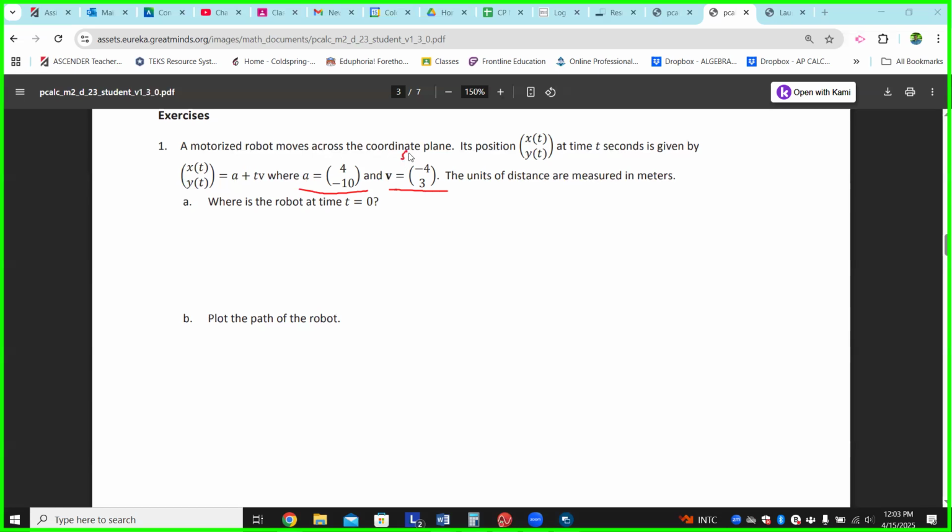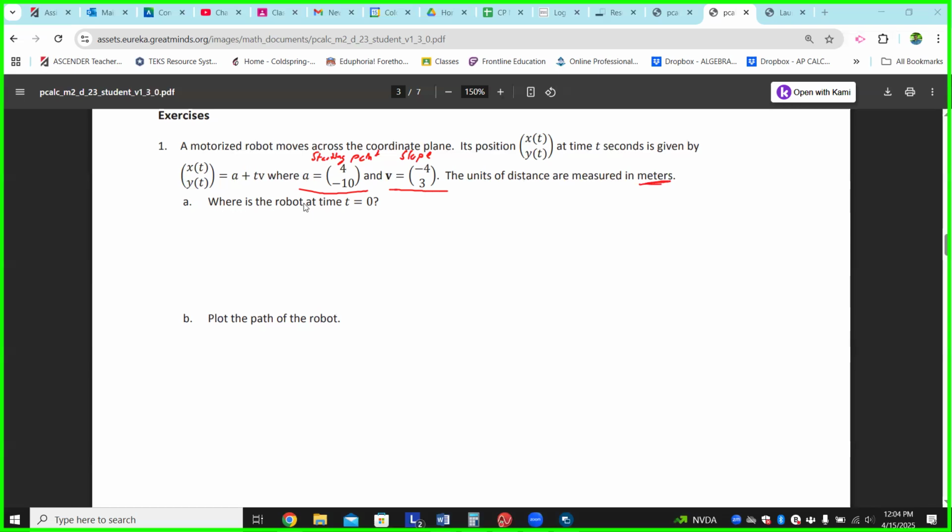So this is like your slope, and this is like your starting point. In a sense, when you think of it as y equals mx plus b, the v would be the m, the a would be the b. However, this is not meaning the y-intercept. It just means like a point in space on that line. All right, so then the units of distance are measured in meters. Again, dealing with word problems, it has to give you some type of units.